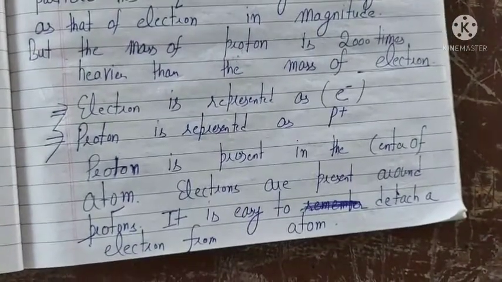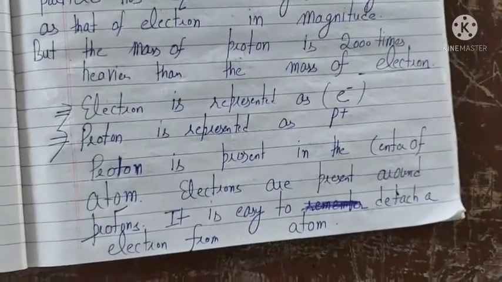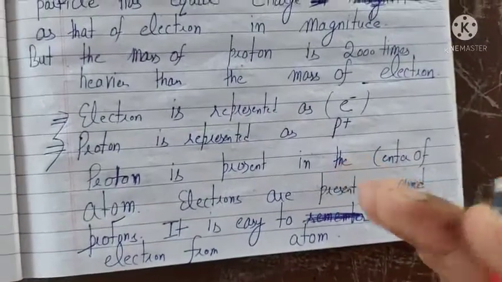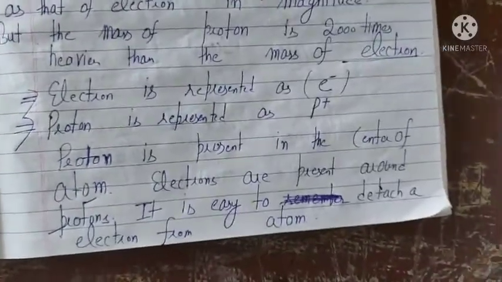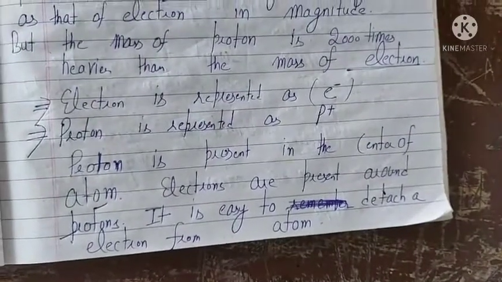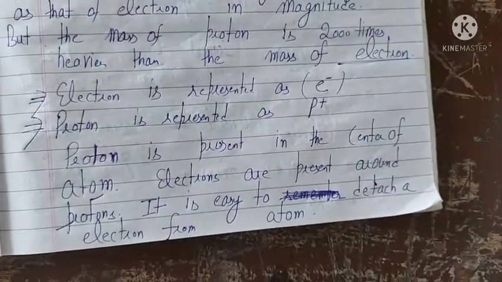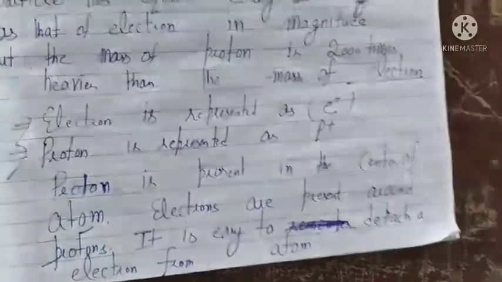As the proton is very heavy, it is not easy to detach it from the atom. So the electron is easy to detach from the atom. When rubbing is done on matter, some electrons get detached from the atoms of that matter.